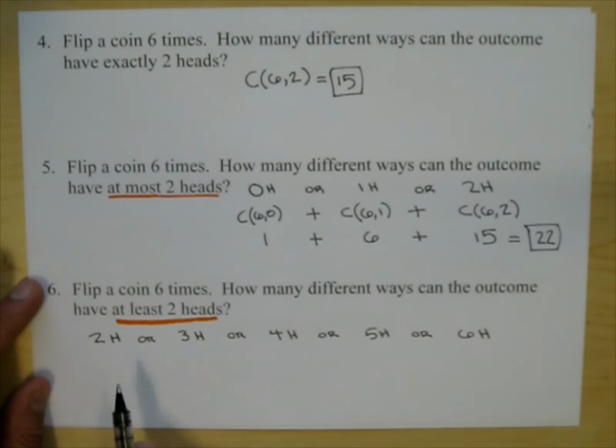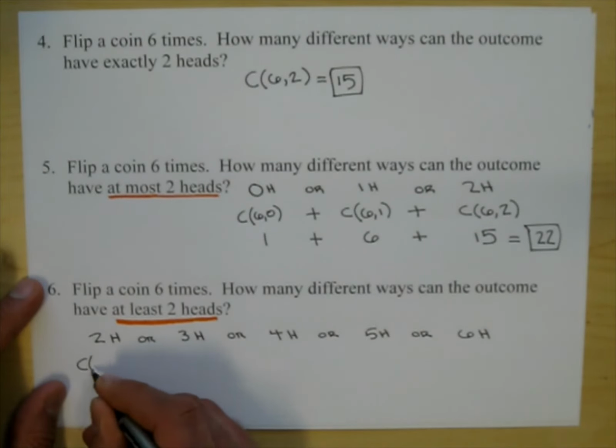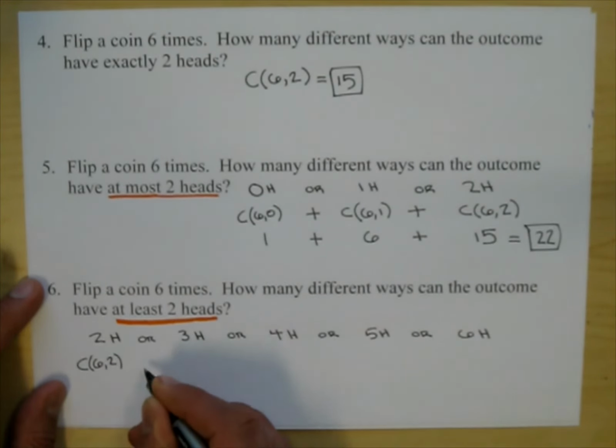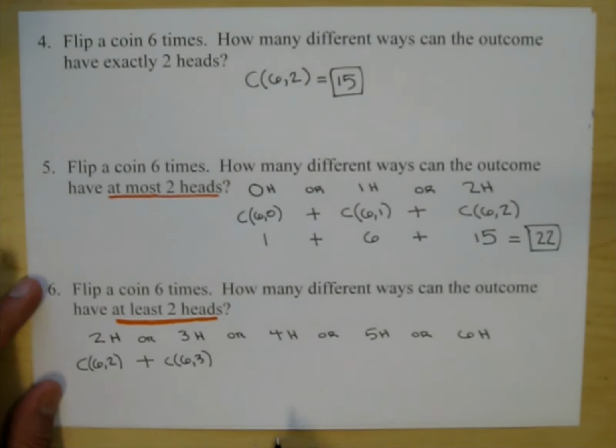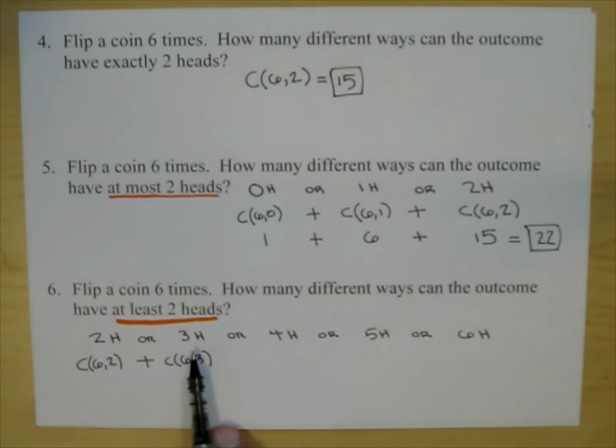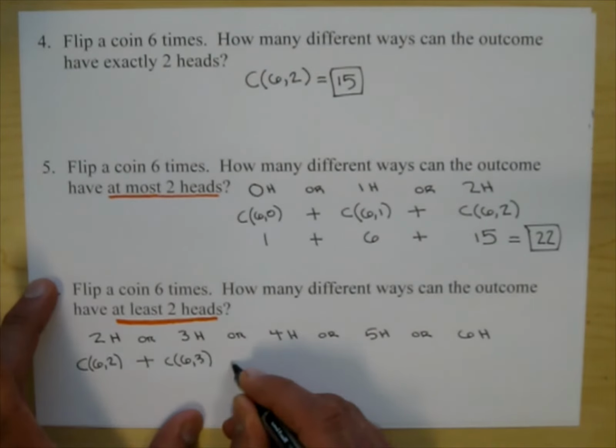2 heads would be 6 choose 2. 3 heads would be 6 choose 3. And when I'm doing this, it just means I'm doing this problem that says you flip a coin 6 times, how many ways can you have exactly 3 heads? Well, it would be 6 choose 3. Okay, but because this says at least 2 heads, we have to add up a whole bunch of cases.